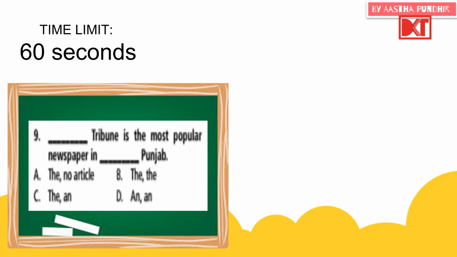Okay, next. Dash Tribune is the most popular newspaper in Dash Punjab. So here we are giving the title of a journal or any newspaper or any magazine. What comes before it? A definite article, which is the. It's a definite article. And then we have here Punjab. For Punjab, any state, any city, any location name, here we don't use any article.